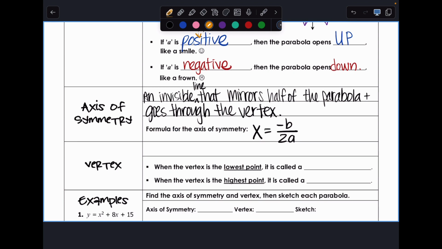Vertex. A point that lies on the axis of symmetry, at the lowest or highest point of the parabola. I'm abbreviating symmetry. I think I misspelled parabola. Hold on.